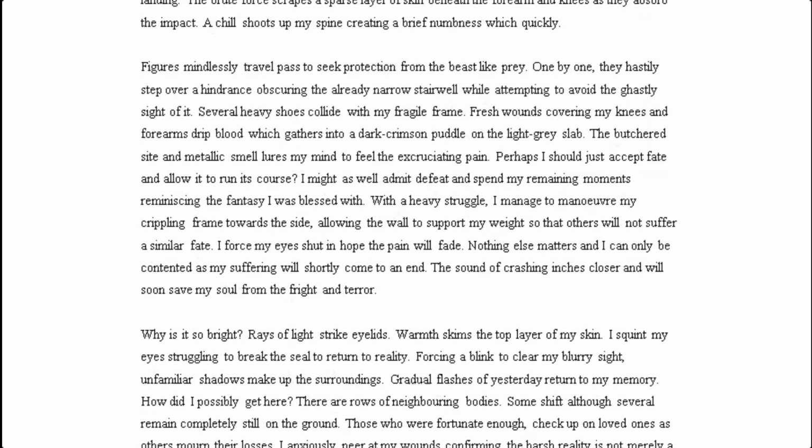Anyway, let's continue. Figures mindlessly travel past to seek protection from the beast-like prey. One by one, they hastily step over a hindrance, obscuring the already narrow stairwell while attempting to avoid the ghastly sight of it. Several heavy shoes collide with my fragile frame. Fresh wounds covering my knees and forearms drip blood, which gathers into a dark crimson puddle on the light grey slab. The butchered sight and metallic smell lures my mind to feel the excruciating pain.